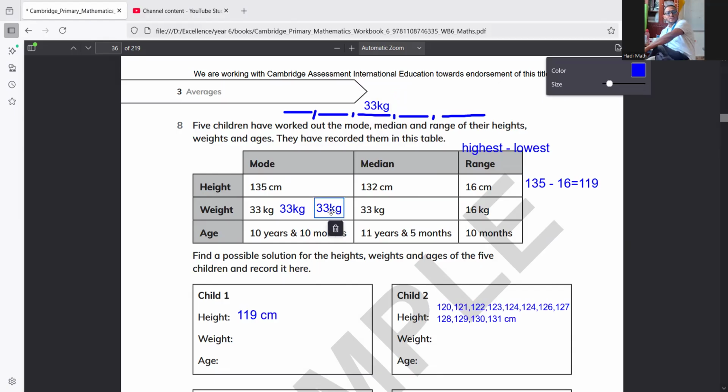Like someone could say, Mr., I want to repeat it two times. Okay, no problem. This one, 33 kilogram. And this one also, I want it to be 33 kilogram. I don't mind.